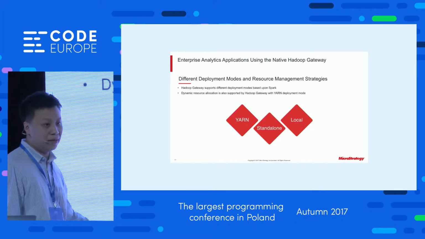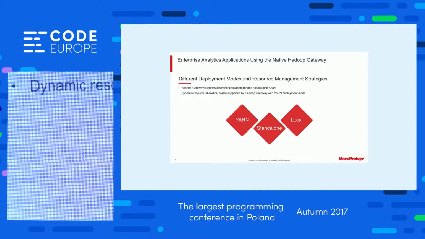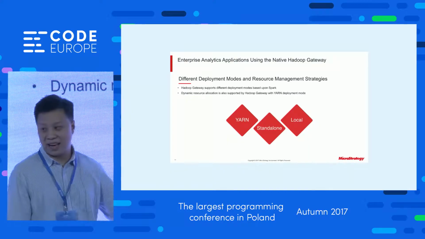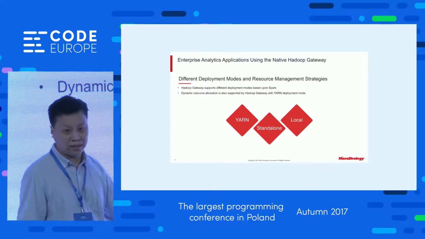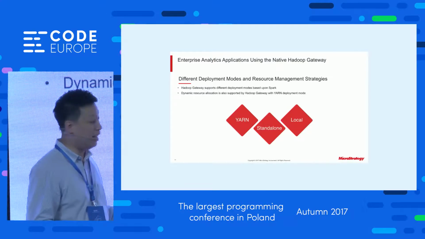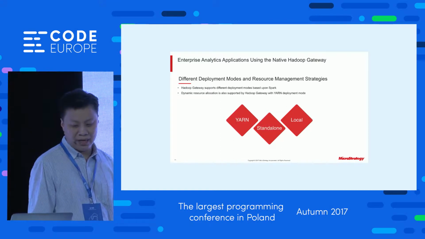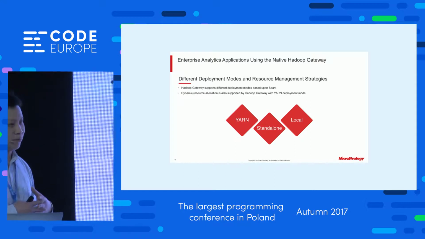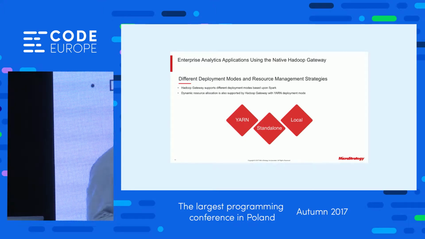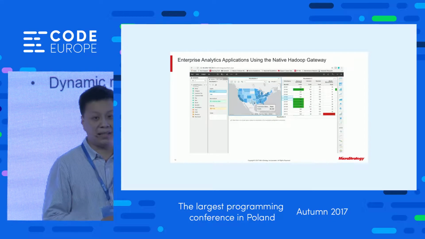If the Yarn service is not enabled in your cluster, the second choice is standalone. Standalone is provided by the Spark engine. In standalone mode, we submit all the tasks and jobs to the Spark master, and the Spark master coordinates all the resources and tasks and executes your request in the cluster. The final one is local mode. In local mode, all the tasks and requests are executed on the Hadoop Gateway machine only. You just use local mode for troubleshooting and application testing.